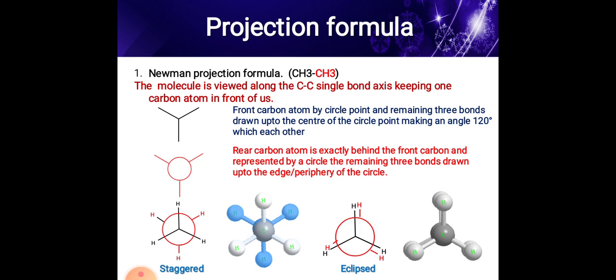Then Newman projection formula. The molecule is viewed along the carbon-carbon single bond axis keeping one carbon atom in front of us. See the first structure, the front carbon atom is shown by a circle point and the remaining three bonds are drawn up to the center of the circle, making an angle of 120 degrees with each other. Okay, the rear carbon atom is exactly behind the front carbon and represented by a circle, and the remaining three bonds are drawn up to the edge of the circle. This is the structure of the staggered conformation and eclipsed conformation.